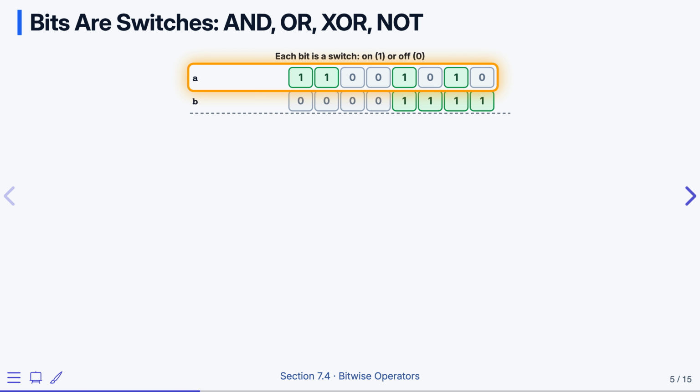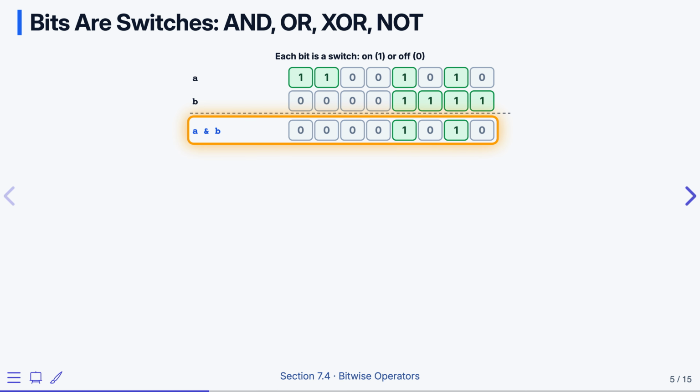This is the whole idea in one picture. Think of an integer as a row of switches, each on for 1 or off for 0. The top row is the number A. The second row is the number B. Now we apply the 4 logical operators, 1 bit position at a time.